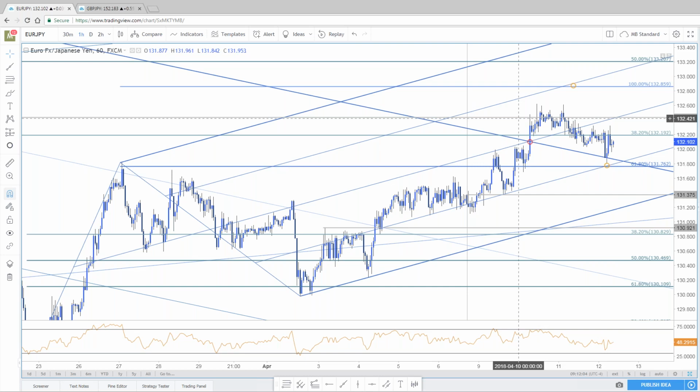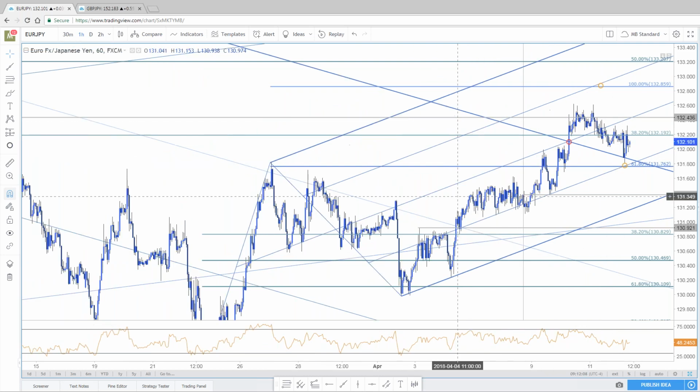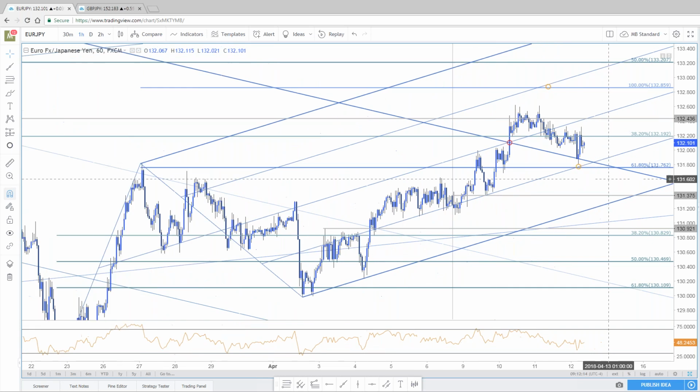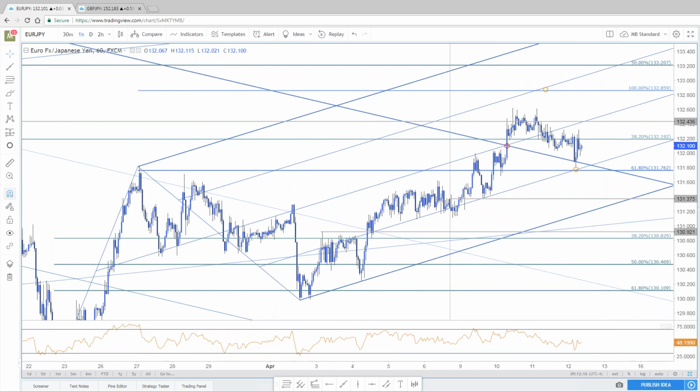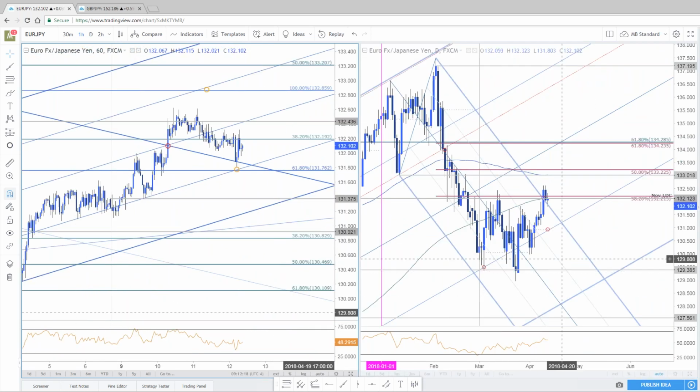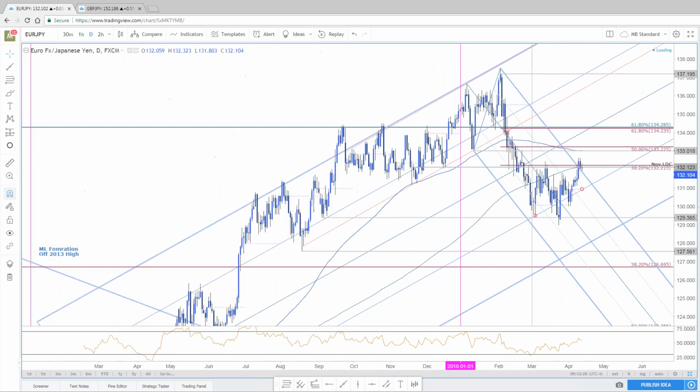If you get the pullback, you want to see former slope resistance hold as support. You want to see former swing highs, again, defended as support. So here's the rebound. I'm inclined to think this holds. But again, here's what the daily chart looks like for Euro Yen.